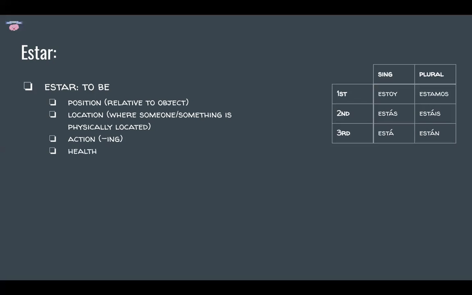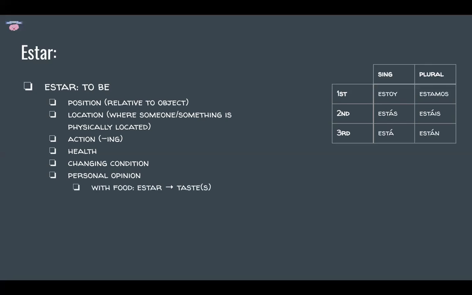Estás enfermo. You are sick. Or a changing condition like estoy triste. I'm sad. You can also use it for a personal opinion. For example, la comida está deliciosa. The food is delicious.